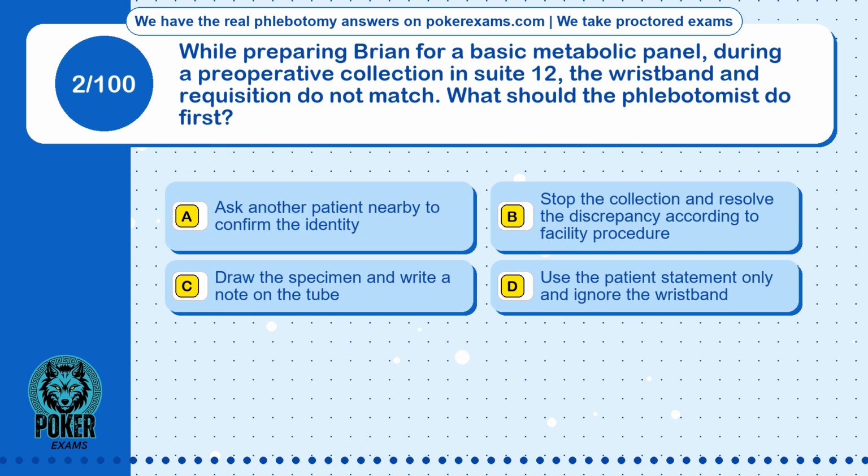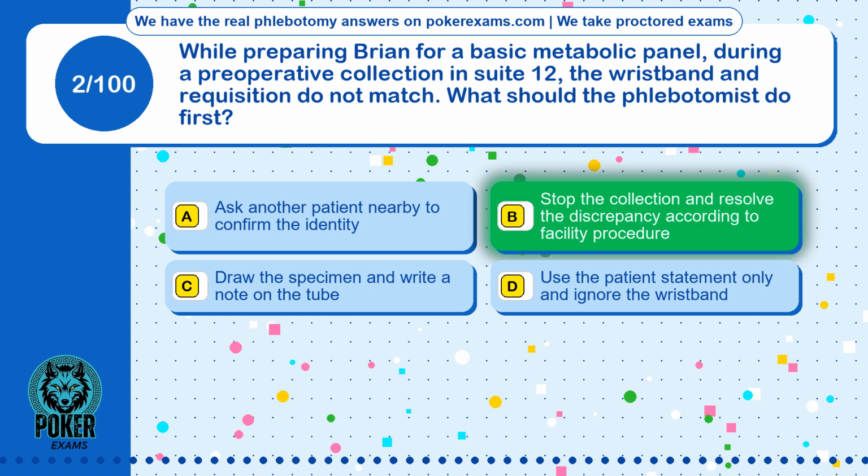Question 2. While preparing Brian for a basic metabolic panel, during a preoperative collection in Suite 12, the wristband and requisition do not match. What should the phlebotomist do first? Option A. Ask another patient nearby to confirm the identity. Option B. Stop the collection and resolve the discrepancy according to facility procedure. Option C. Draw the specimen and write a note on the tube. Option D. Use the patient statement only and ignore the wristband.